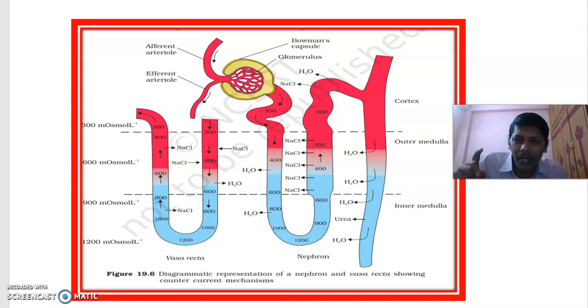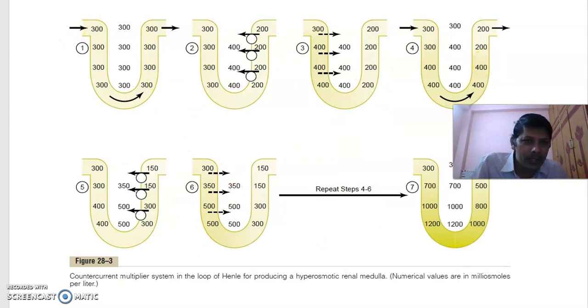Here what played an important role? What is this structure here? I talked about not PCT, not DCT, not collecting duct, what is this part? Henle's loop. Henle's loop plays an important role in multiplying osmolarity. That's why it is a counter current multiplier system. It acts as a counter current because of these opposite currents. Here the osmolarity is multiplied from 300 to 1200 in the interstitial fluid.